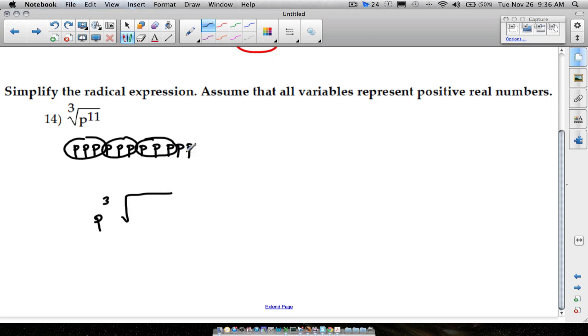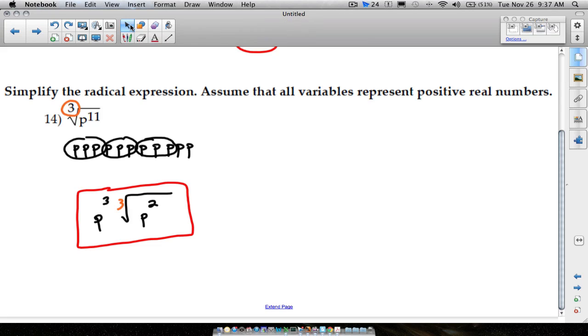That's what goes back inside of the house. We have a p and another p left over, so we need to put a p squared back on the inside. And do not forget the original index. This was a cube root right here. So don't forget that in your final answer. Now the shortcut to this is still to ask yourself, how many times does 3 go into 11? 3 goes into 11 3 times with a remainder of 2. So that's another way of looking at that.